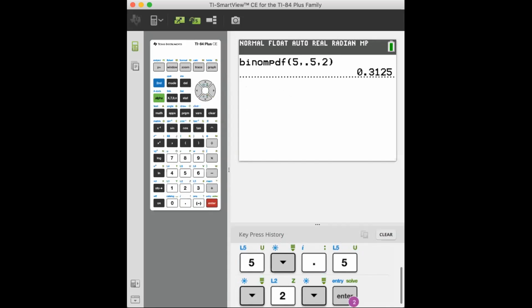0.3125. Now, on your notes, do not just write the number here. Write down this whole thing: binom PDF, parentheses, 5, 0.5, 2. This is the work that you have to show if you want any credit on that quiz. So make sure you show this setup. Write that down plus your answer of 0.3125. All right, questions on that?